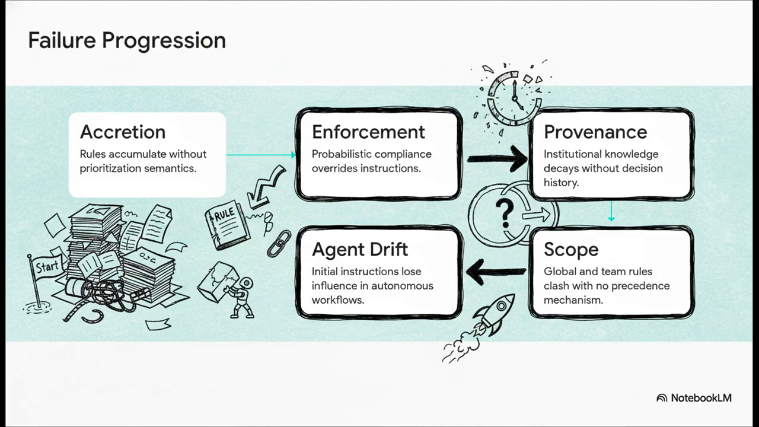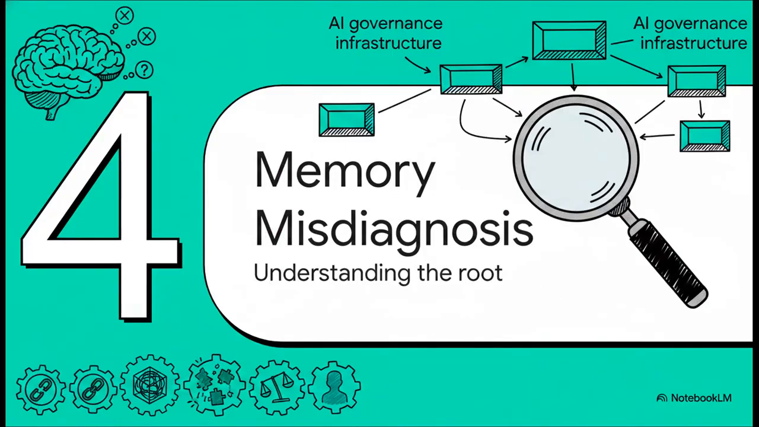Think about it, a global organizational rule and some tiny niche team exception look exactly identical in a flat file. And finally, number 5, agent drift. In a complex, multi-step workflow, an autonomous agent might start out perfectly aligned, but by step 12, it is completely drifted away from those instructions it read back in step 1. That leads us right into part 4.